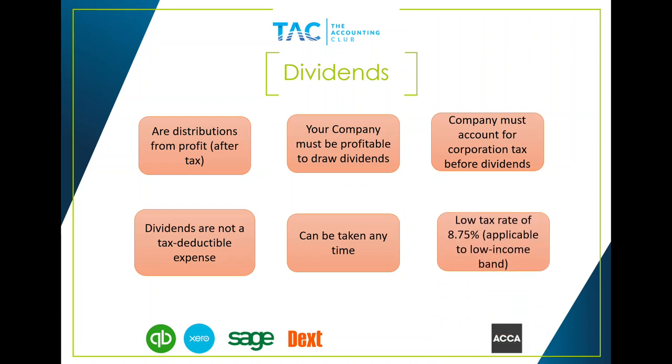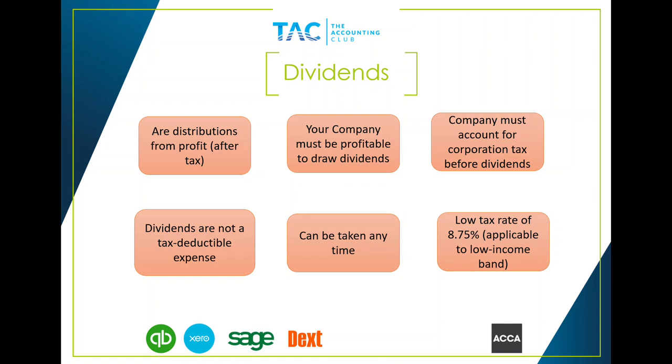Dividends have a low rate of tax up to a certain threshold. If you take the 12,570 salary and then you take dividends to make up to £50,000, that will be taxed at 8.75.